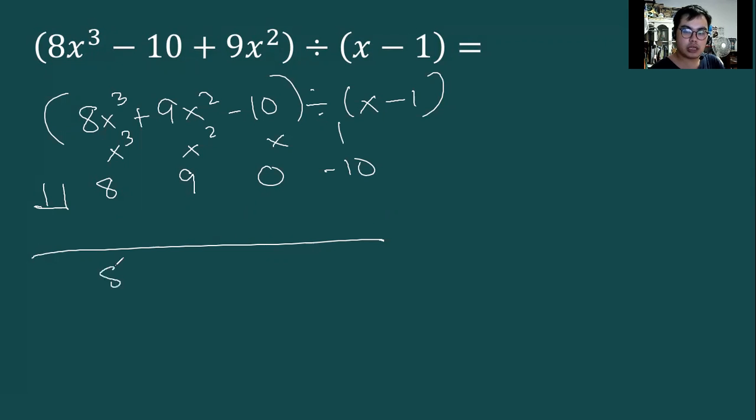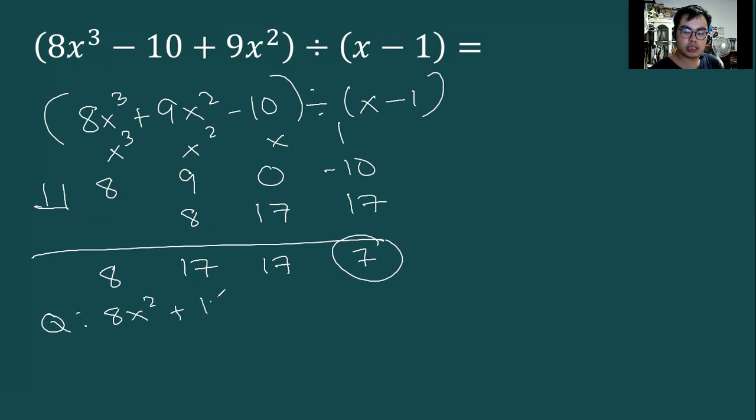Then bring down 8. Then 8 times 1 will be 8. Then 9 plus 8 will be 17. Then 17 times 1 will be 17. Then 0 plus 17 will be 17. Then 17 times 1 will be 17. So 17 minus 10 is equal to 7. So this is our remainder. So therefore, our quotient is 8x squared plus 17x plus 17. Then our remainder will be 7.